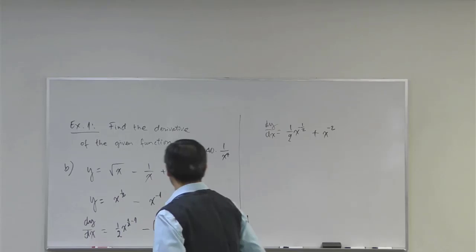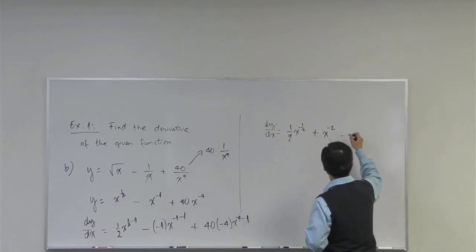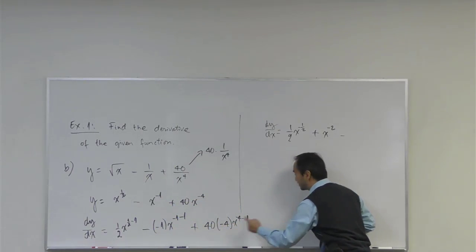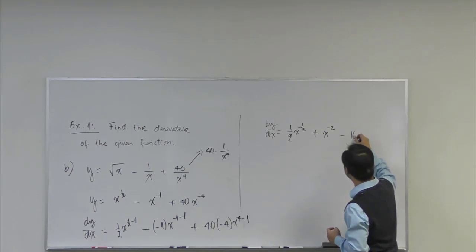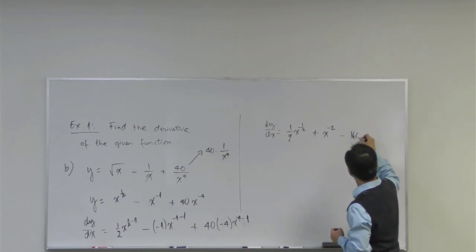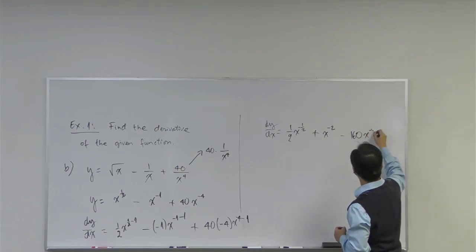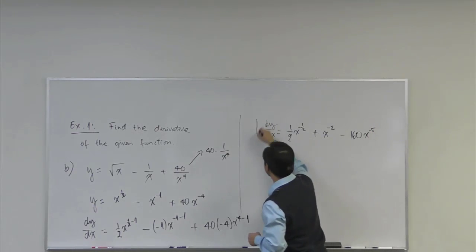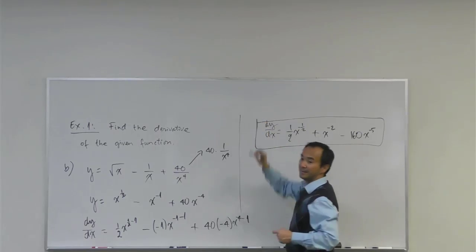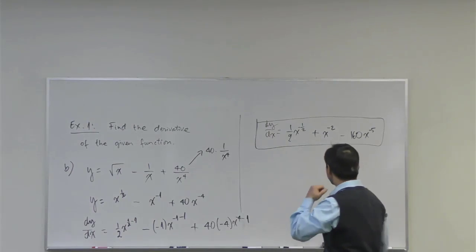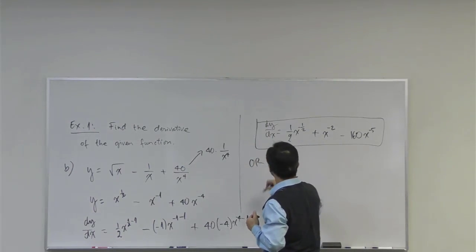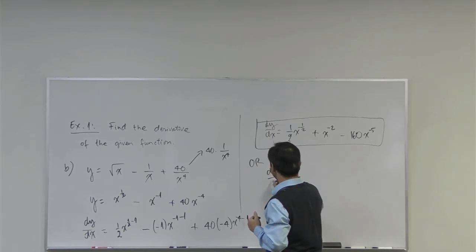Right? And now the next one here is a minus, because 40 times the negative 4, right? Minus 160 x to the negative 5. So as far as finding the derivative, you are done right here. You could have written this one in the algebraic equivalent form.